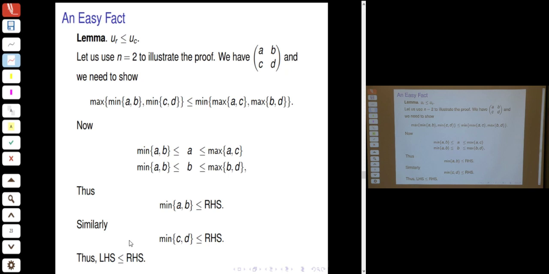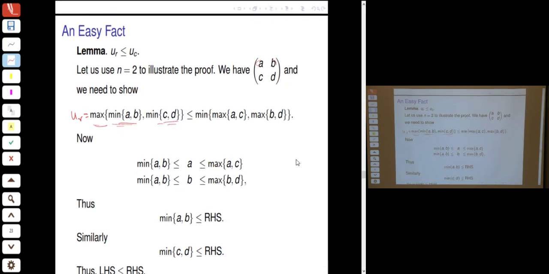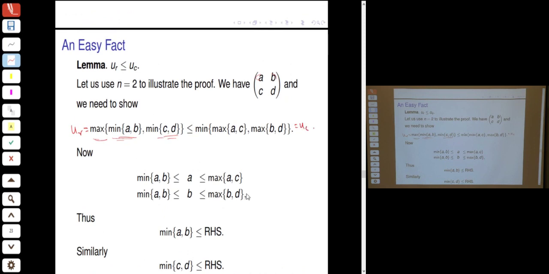We will do it in the case of the 2-player game with 2 strategies per player. So remember that UR is just: you take the minimum of each row and then maximize over the rows. And you take the maximum for each column and then minimize over the columns. Okay.